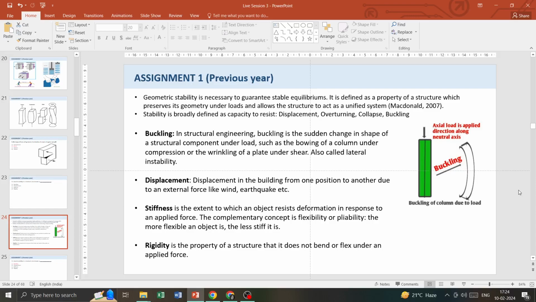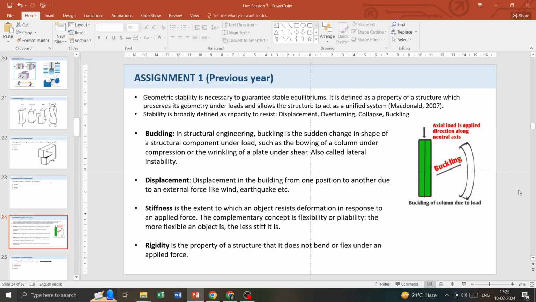Stiffness is the extent to which an object resists deformation in response to an applied force. The complementary concept is flexibility or pliability. The more flexible an object is, the less stiff it is. So stiffness means resisting deformation when a load is applied. For example, you apply a load on an object and the object does not change its shape. That is what stiffness means. It is the opposite of flexibility.